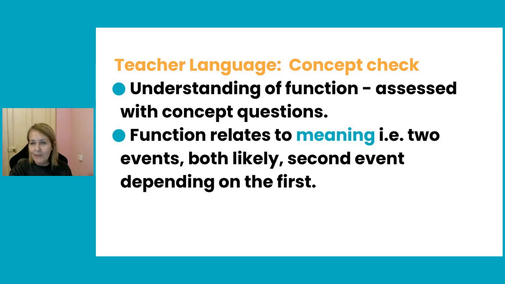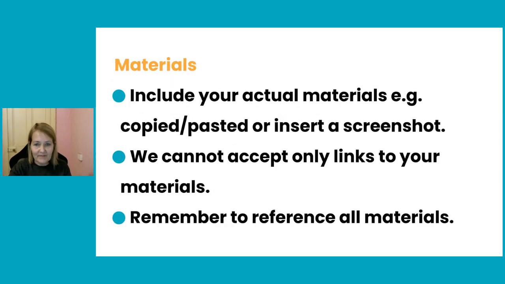So two events, both likely and possible. And the second event depends on the first. And they probably will both happen in the future, although you're not sure. Because if the first one doesn't happen, the second one doesn't either. So those are the questions you need to be focused on.